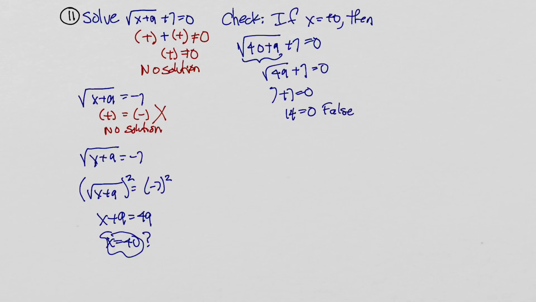This is surely false. I mean, we can see here that 14 is not equal to 0. We get a false statement if we run through this. So 14 doesn't work. We have nothing else left. So now we can claim that this equation has no solution.